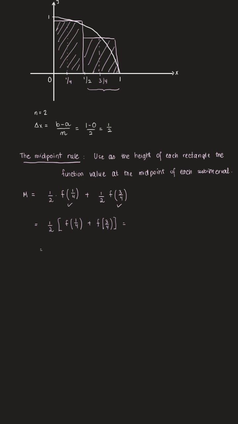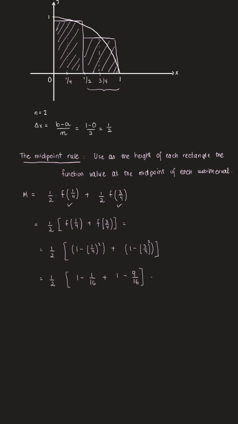So this is going to give us 1/2. The function value at 1/4, well, the function is 1 minus x squared, and now I'm putting 1/4 in place of x. And to that, we're going to add our function value at 3/4, so that will be 1 minus 3/4 squared. So this becomes 1/2 times 1 minus 1/4 squared, which is 1/16. And this is going to be 1 minus 3/4 squared, which is 9/16.